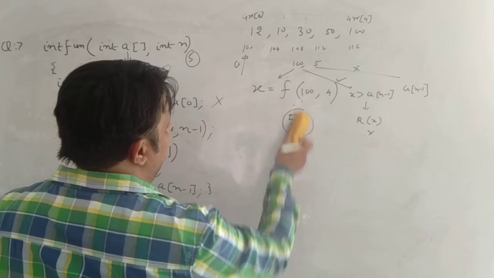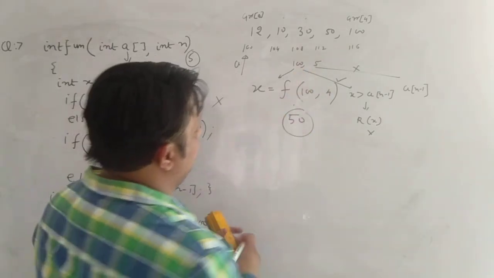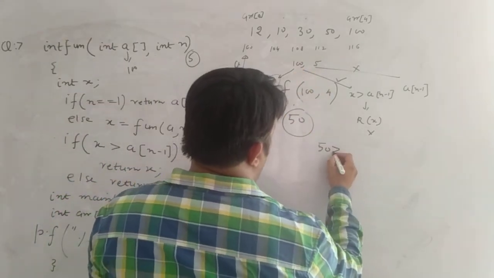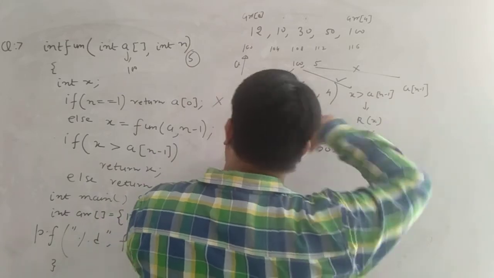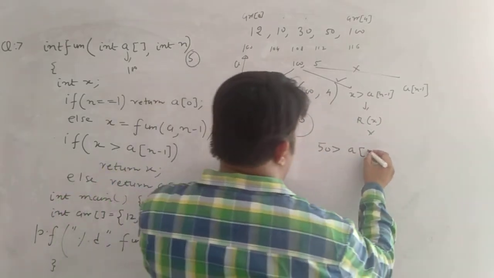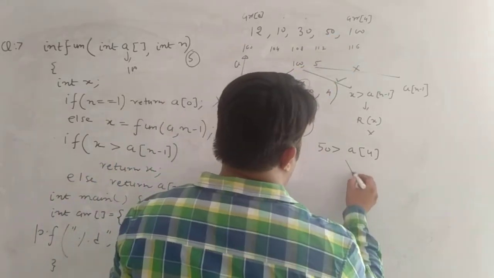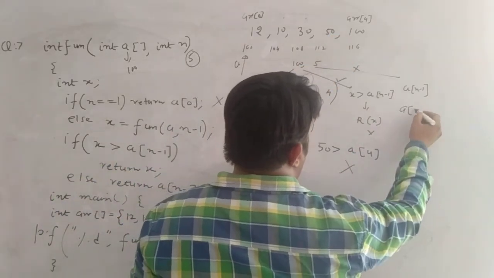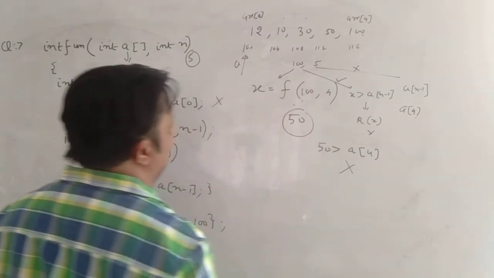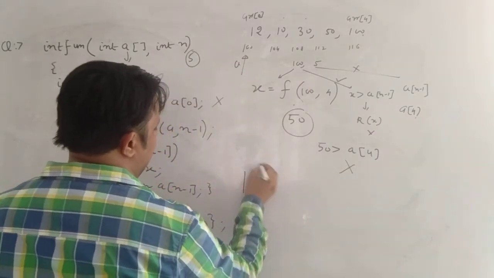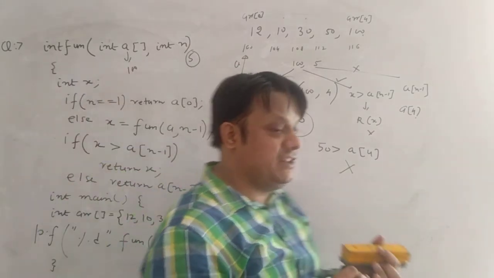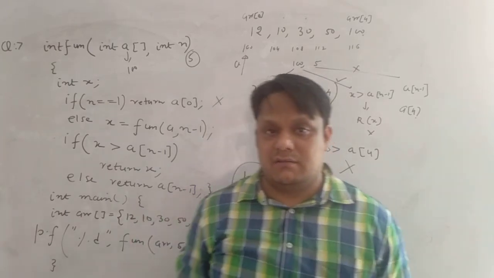The n value is 5 here. So x is 50. Is 50 greater than a n minus 1? The value of n is 5, 5 minus 1 is 4. Is 50 greater than a4? The a4 value is 100, so this is false. If this is false, we are returning a4, and the value of a4 is 100. So the answer is 100. So what this code is doing is returning the maximum element from the array.